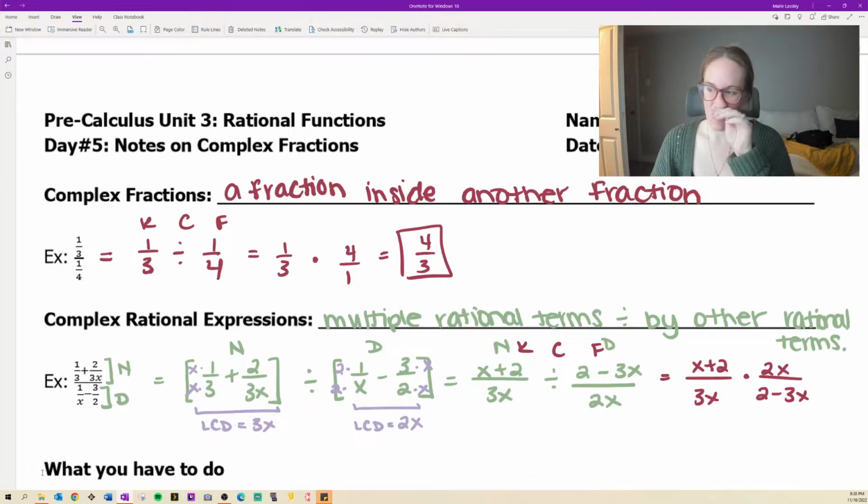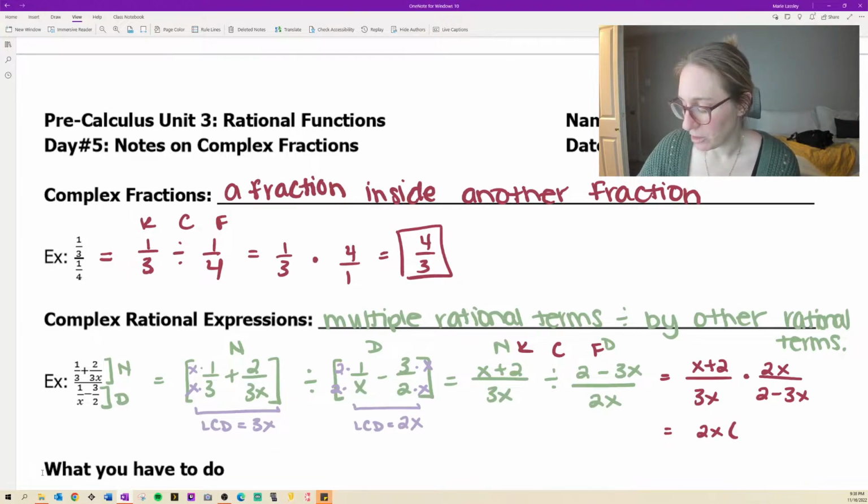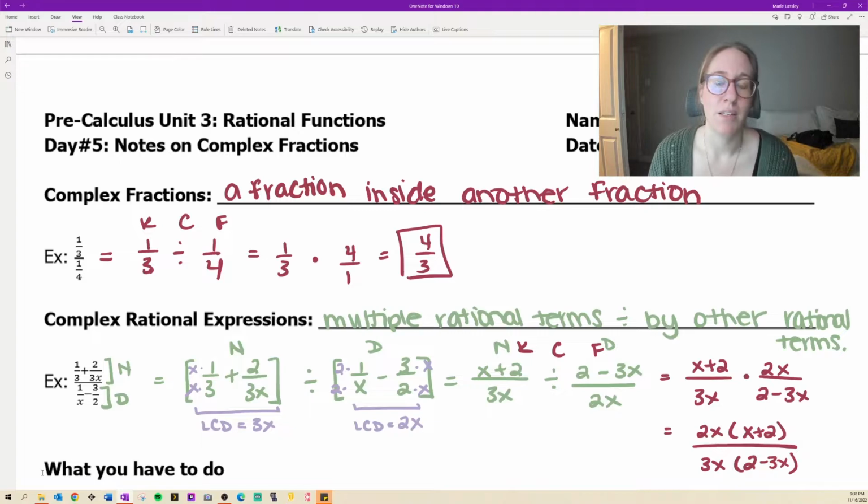So at this stage, this is now just a normal multiplying problem, so we multiply straight across. So we have 2x parentheses x plus 2 on the top, and then on the bottom we have 3x parentheses 2 minus 3x. At this point we want to simplify anything that can be simplified, so my x's can go ahead and cancel out, leaving me with just 2 parentheses x plus 2 over 3 parentheses 2 minus 3x. And if you could simplify anything more, then you would, but we can't, so that's where we're going to leave it.